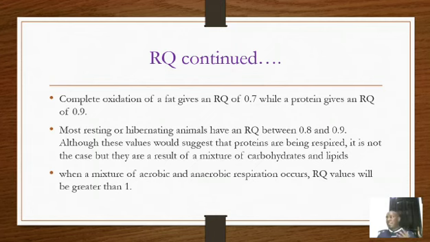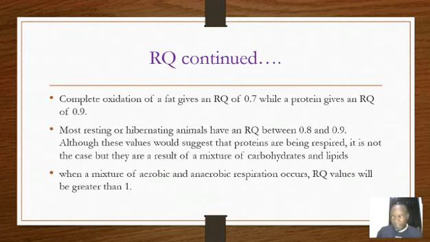But remember that in the body, it is not only carbohydrates that are respired. We also talked of lipids. We also talked about the proteins. Meaning that the RQ of lipids and proteins is different from that of carbohydrates. Like we're going to see, lipids or fats give an RQ of 0.7 generally on average, while proteins give an RQ of 0.9.